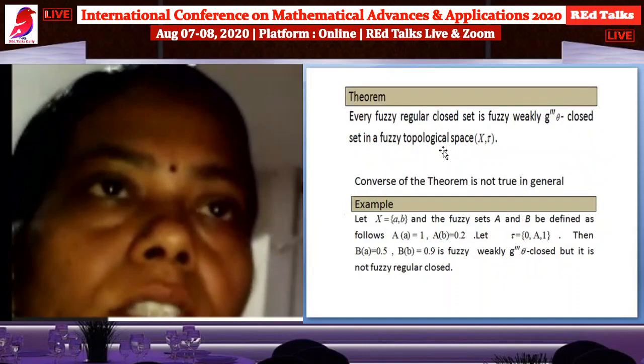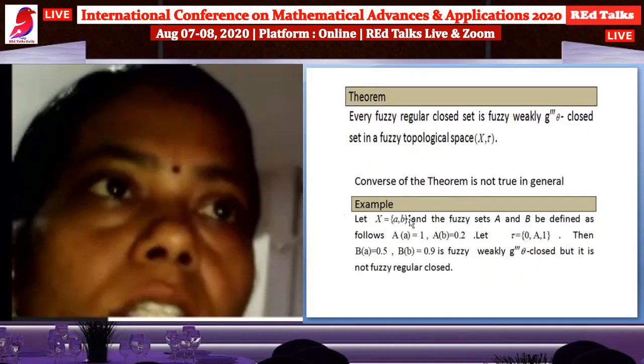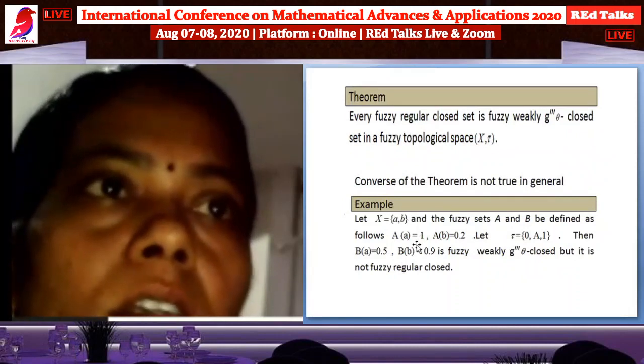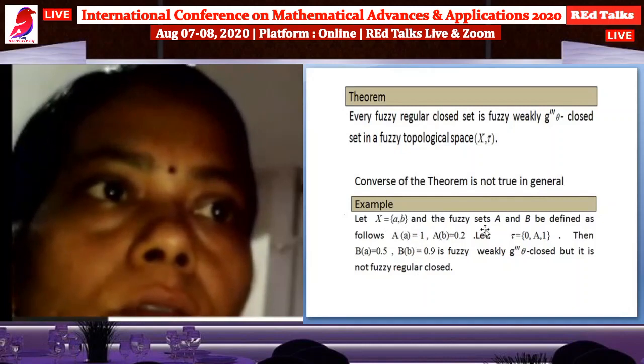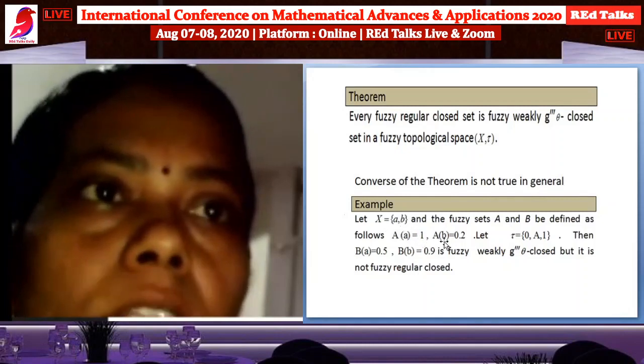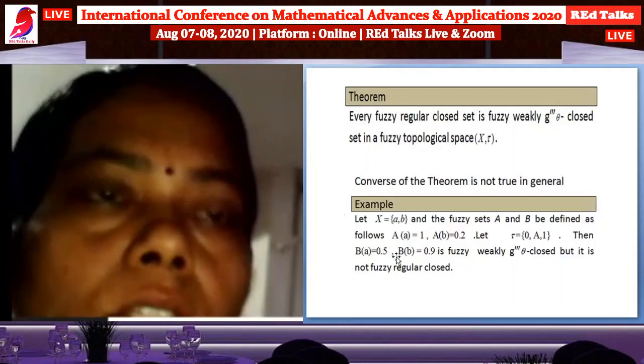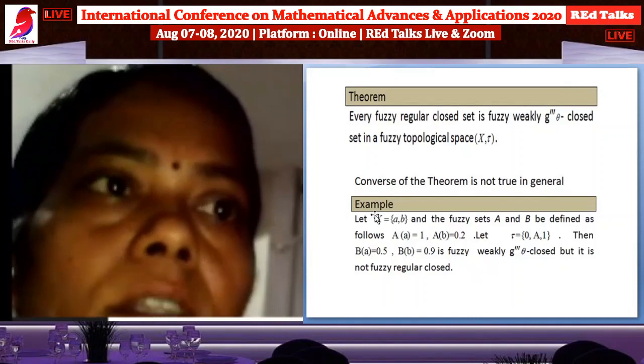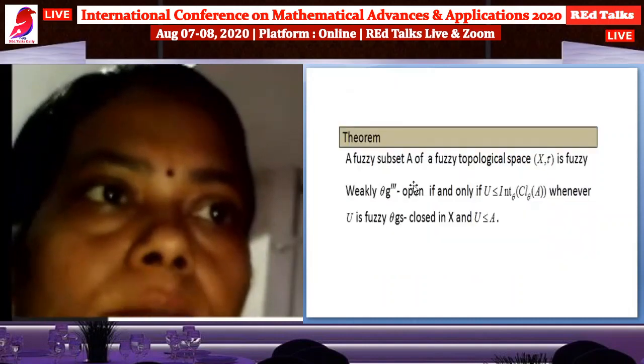Another theorem: every fuzzy regular closed set is fuzzy weakly G triple dash theta closed in a fuzzy topological space. But the converse of this theorem is not true. X equal to {a, b} and the fuzzy sets A and B defined as A of a equal to 0, A of b equal to 1, then B of a equal to 0.5, B of b equal to 0.9 is fuzzy weakly G triple dash theta closed, but it is not regular closed.